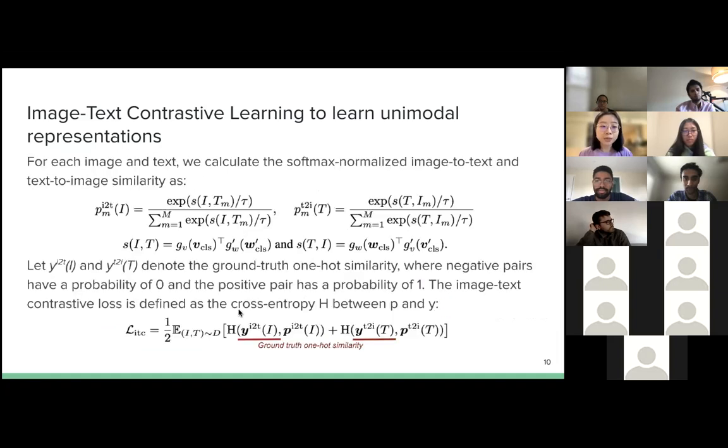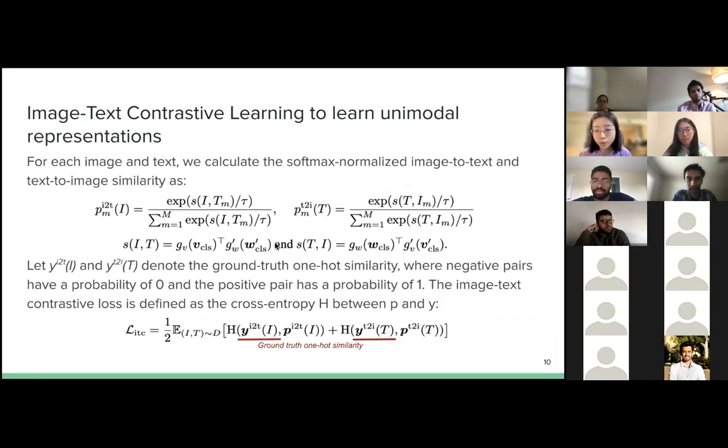We are going to compute the softmax-normalized image-to-text and text-to-image similarity for each image and text. The idea here is that if your image and text match up pretty well and share similar meanings, we want the model to output a higher probability that they're similar. And if they share very different semantic meanings, we want the probability to be low.